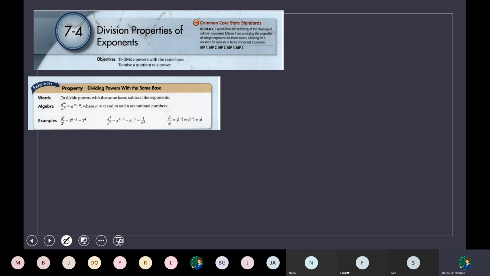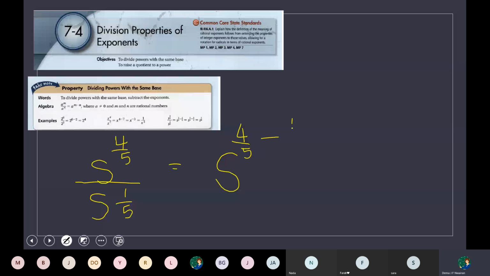What about if you have s raised to 4 over 5 over s raised to 1 over 5? What can we do? The first step, I will pick the variable s, then I will subtract 4 over 5 minus 1 over 5, and the answer is s raised to the power 3 over 5.